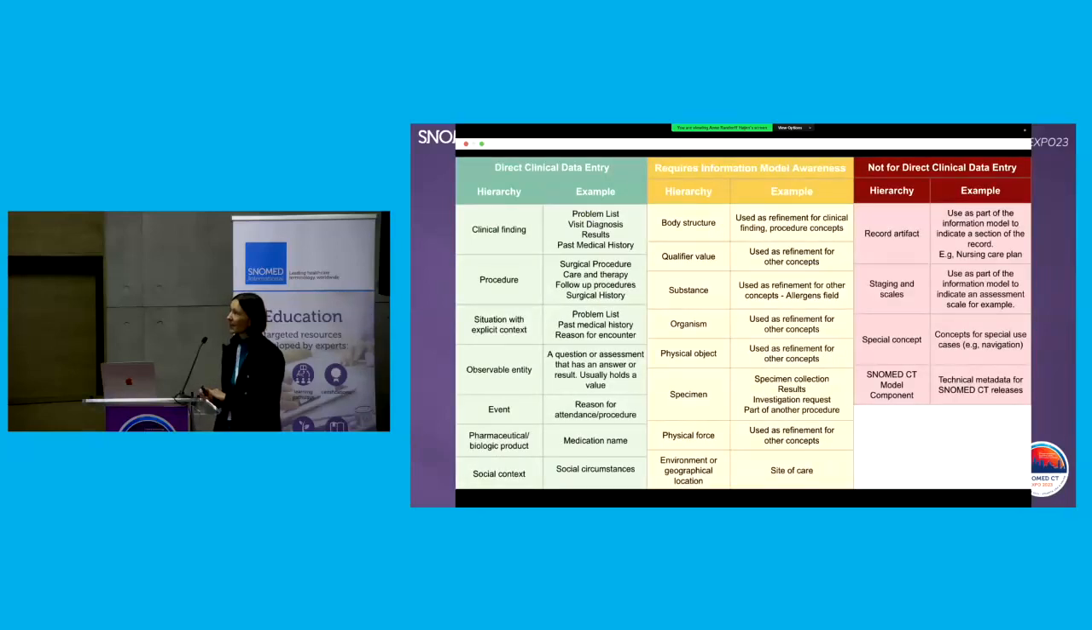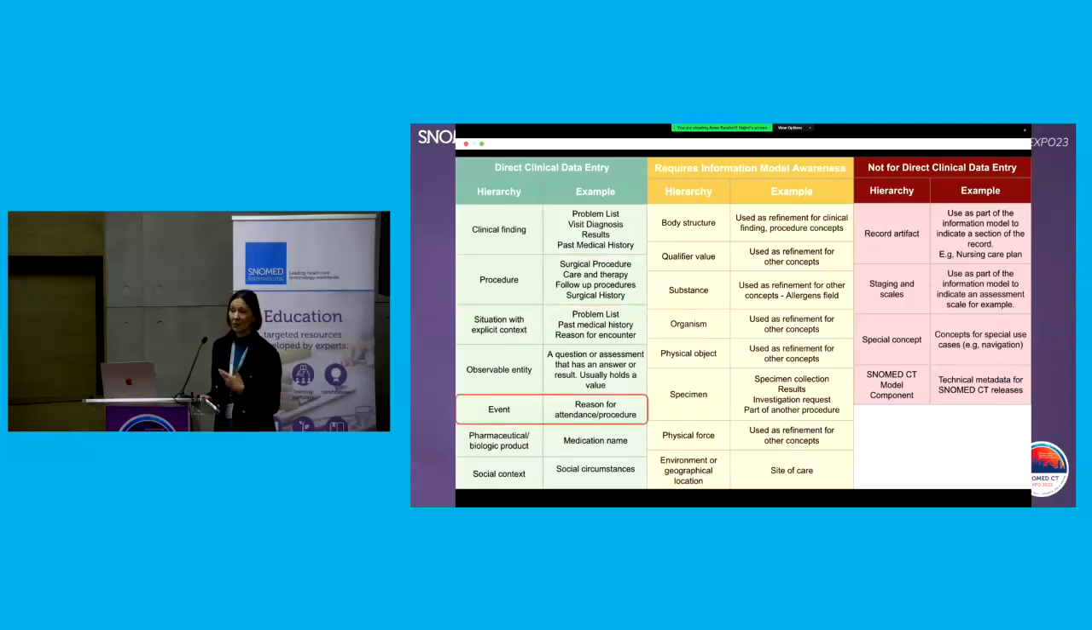Yeah, and I think this is where we've tried to do a cheat sheet, I think that's what we've been calling it, to know which parts of SNOMED CT to start with. Because there are the 19 hierarchies, and which bits you can use directly for clinical data entry. So the boxes in green are the ones that we would say you could use straight away. So you can use clinical findings in problem lists, in visit diagnoses, in results. Procedures, again, you can use in surgical procedures, for care and therapy, follow-up procedures.